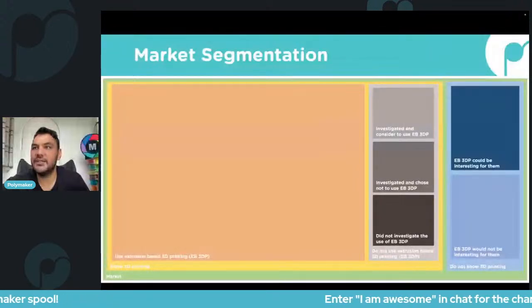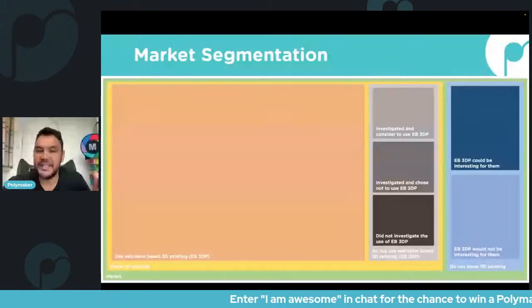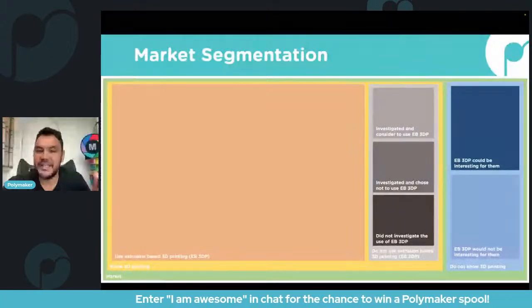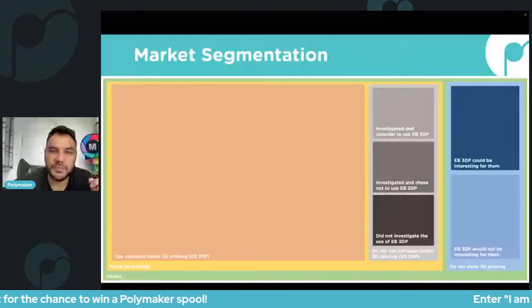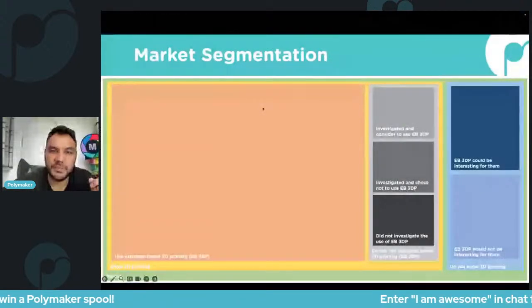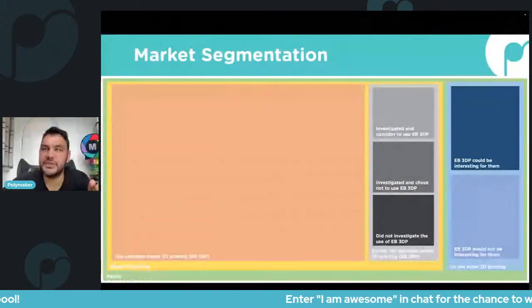And then they did not investigate 3D printing at all, right? They know about it, but they don't know if that's going to be useful for them or not. But this is not very important. So let's focus on the people that use 3D printing, right? Material extrusion 3D printing. So this is the part that we are interested in.